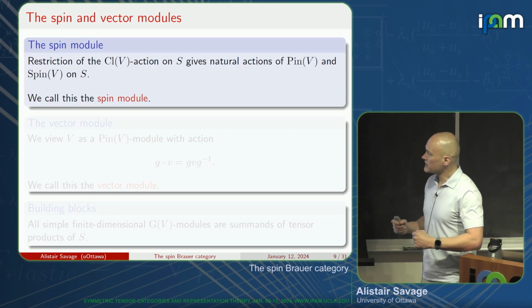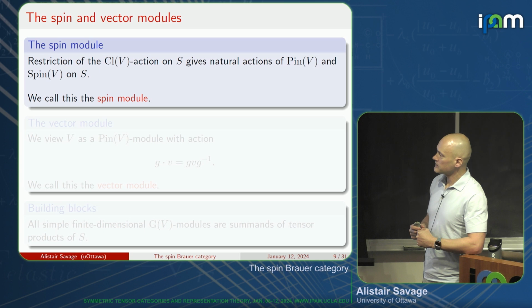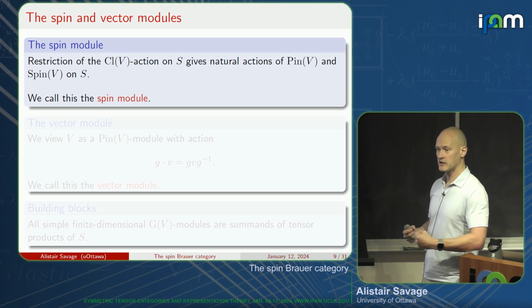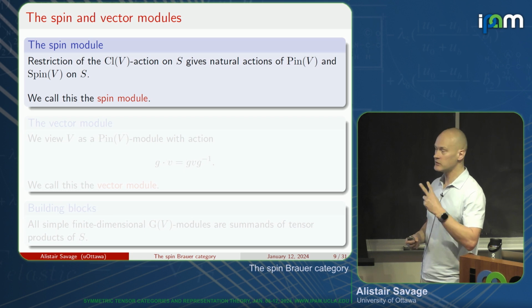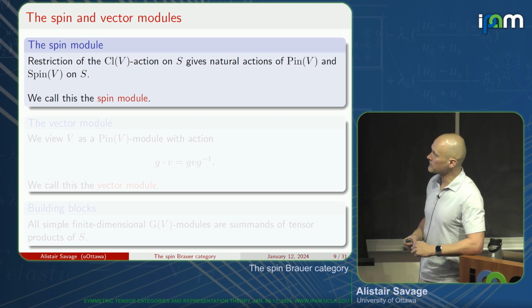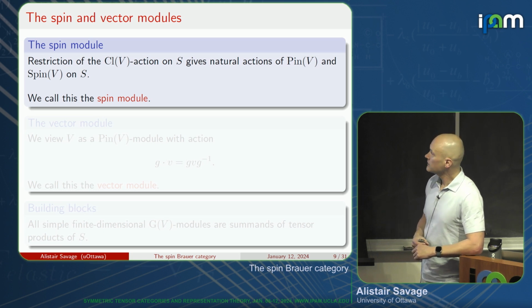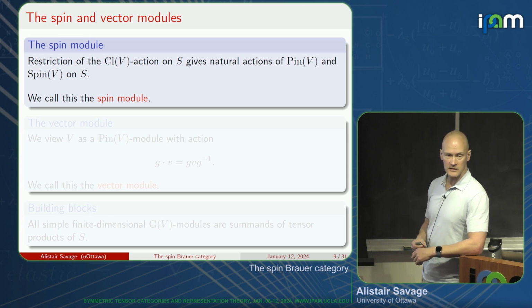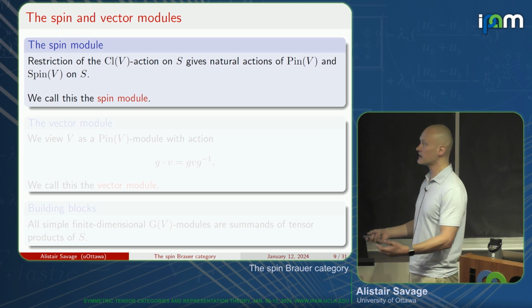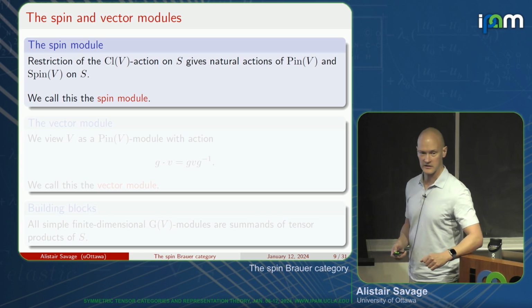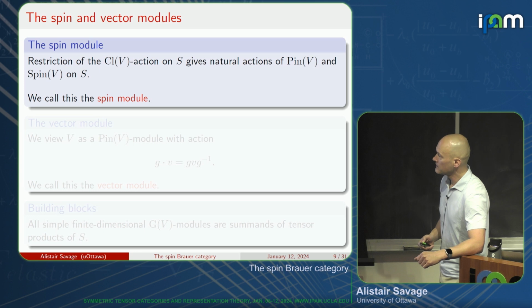Okay, so our building blocks for this representation theory, the things that we're going to consider to generate our category of modules, are going to be two modules. So the first is the spin module. So we defined the spin module as a module for the Clifford algebra, but the pin and spin groups sit inside the Clifford algebra, right? They're subgroups of the group of units, right? So we just restrict, and that tells us what the spin module is. So we already know what that is.